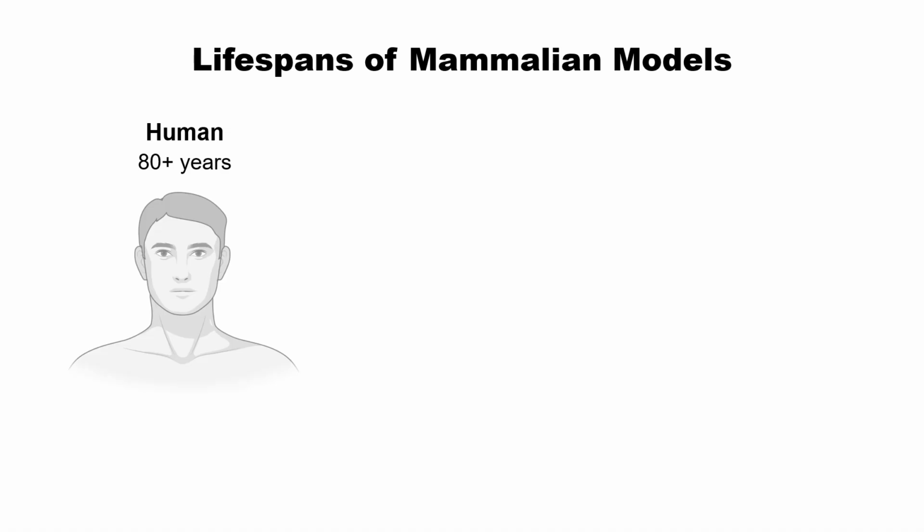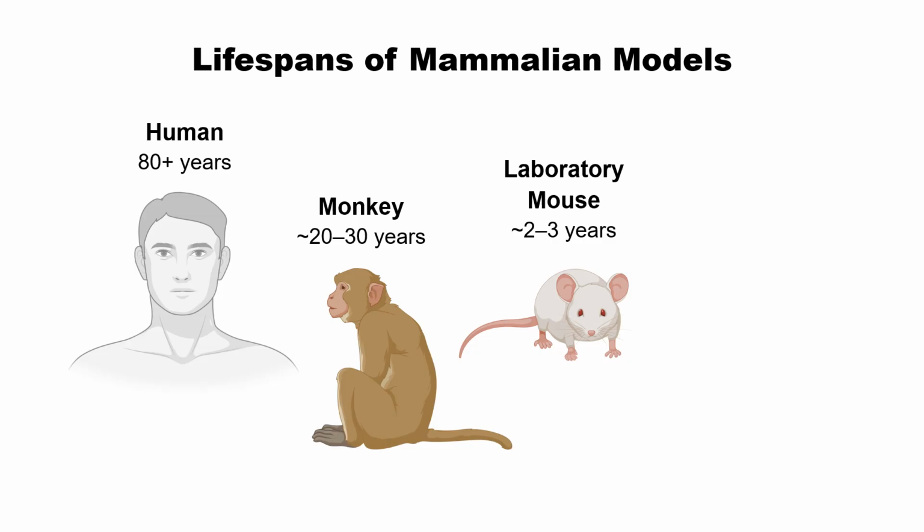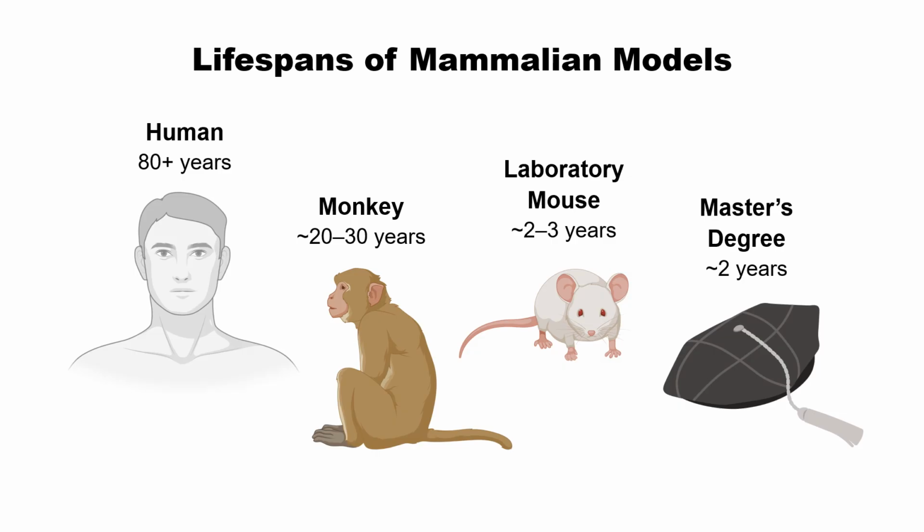Let's check the lifespans of our representative mammals. Homo sapiens, humans, we can live 80, maybe 100 sometime soon. And monkeys' lifespan is usually 20 to 30 years. Laboratory mouse is 2 to 3 years. It's quite long. Now, master degree is usually 2 years. How long should we wait until you get aged cell from mouse?